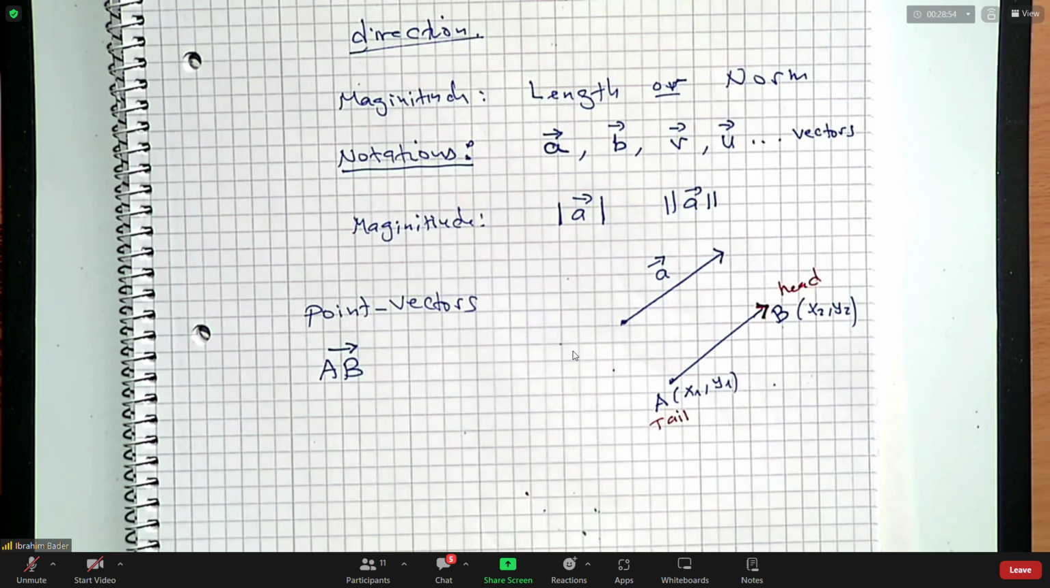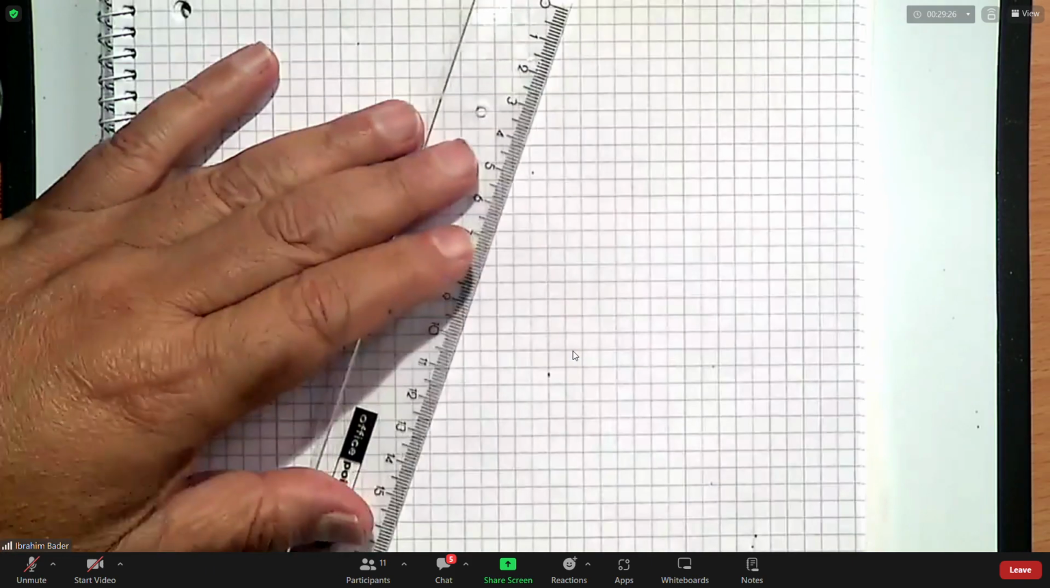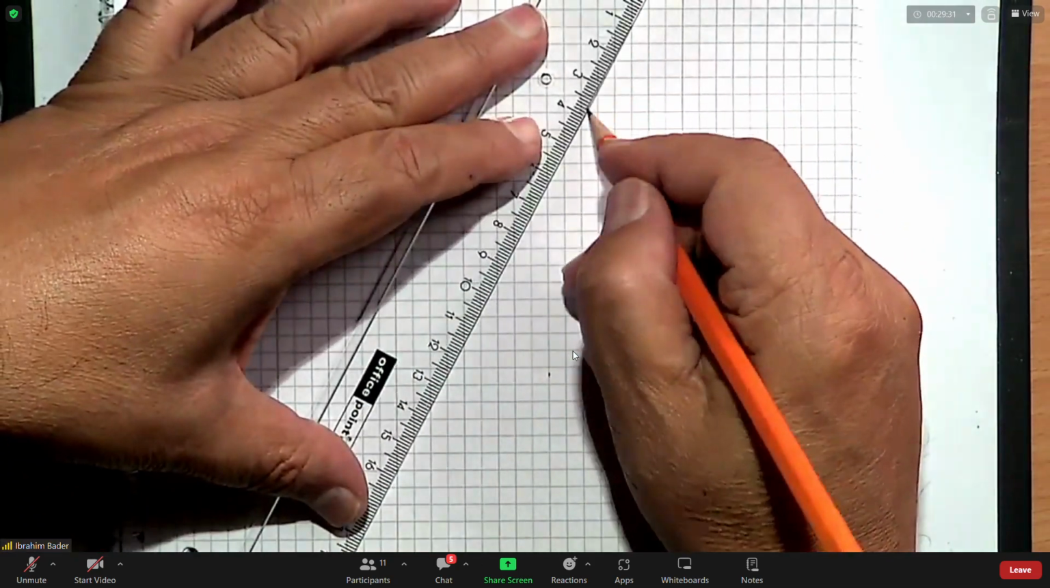Okay, so now let's move to the operations on vectors. We defined vectors, we agreed on notation, and we're going to develop some algebra or arithmetic for working with vectors. We start by defining addition of vectors. So if I have two vectors, let's assume I have a vector A. I'm going to draw with the pencil here. So here is one.